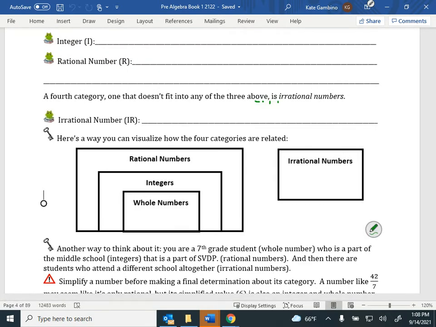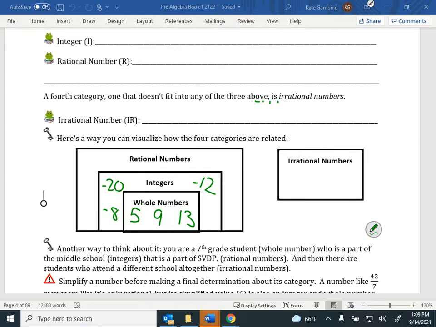So here are some ways you can visualize the four categories. Let's start with the whole number, the smallest category. So that could be a 5, 9, 13. Let's think about our basic numbers that we think of. An integer can be negative. So we could have -8, -20, -12. Those are examples of integers. Integers can be positive or negative. Notice how they're not fractions or decimals.